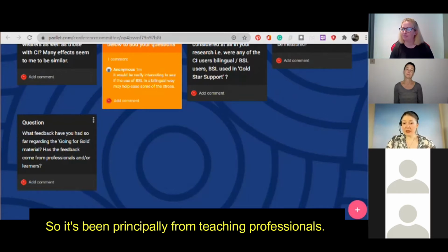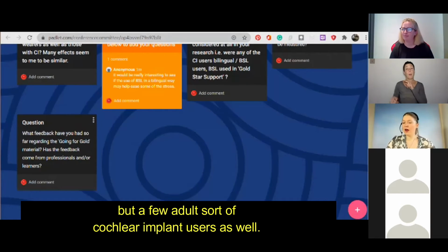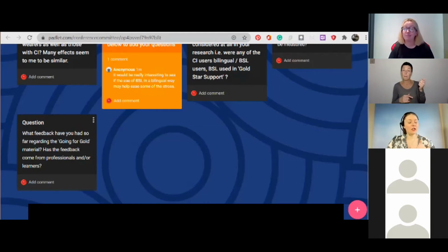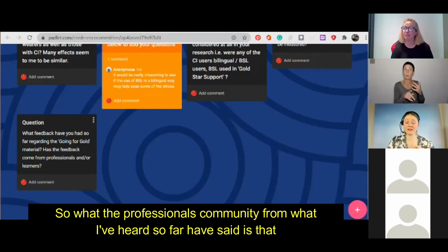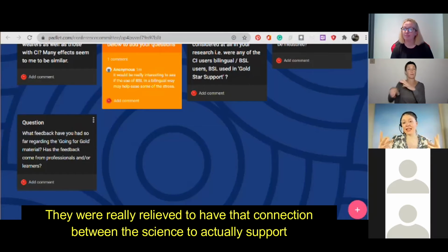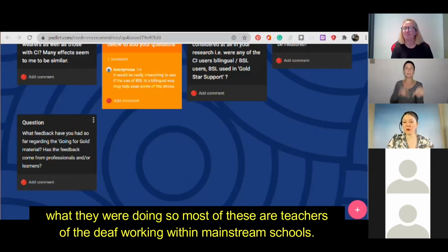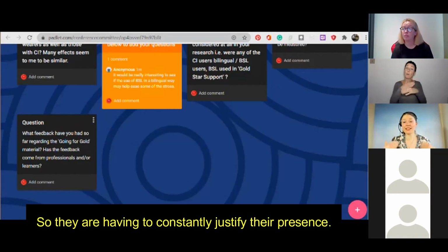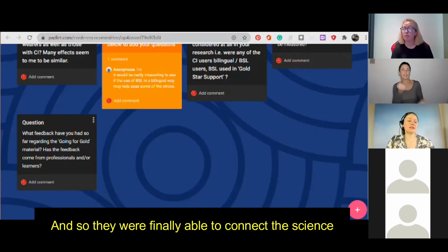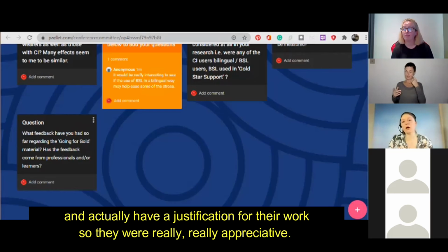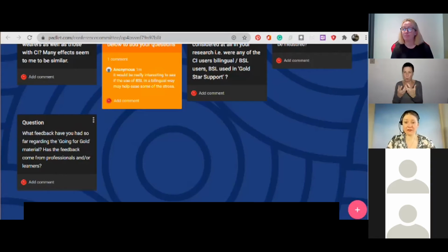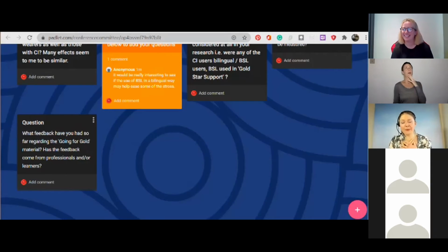So it's been principally from teaching professionals, but a few adult cochlear implant users as well. What the professional community have said, from what I've heard so far, is that they were really relieved to have that connection between the science to actually support what they're doing. Most of these are teachers of the deaf working within mainstream schools, so they're having to constantly justify their presence. And they said that finally they were able to connect the science and actually have a justification for their work. So really appreciative of it, which is wonderful for me to hear personally.